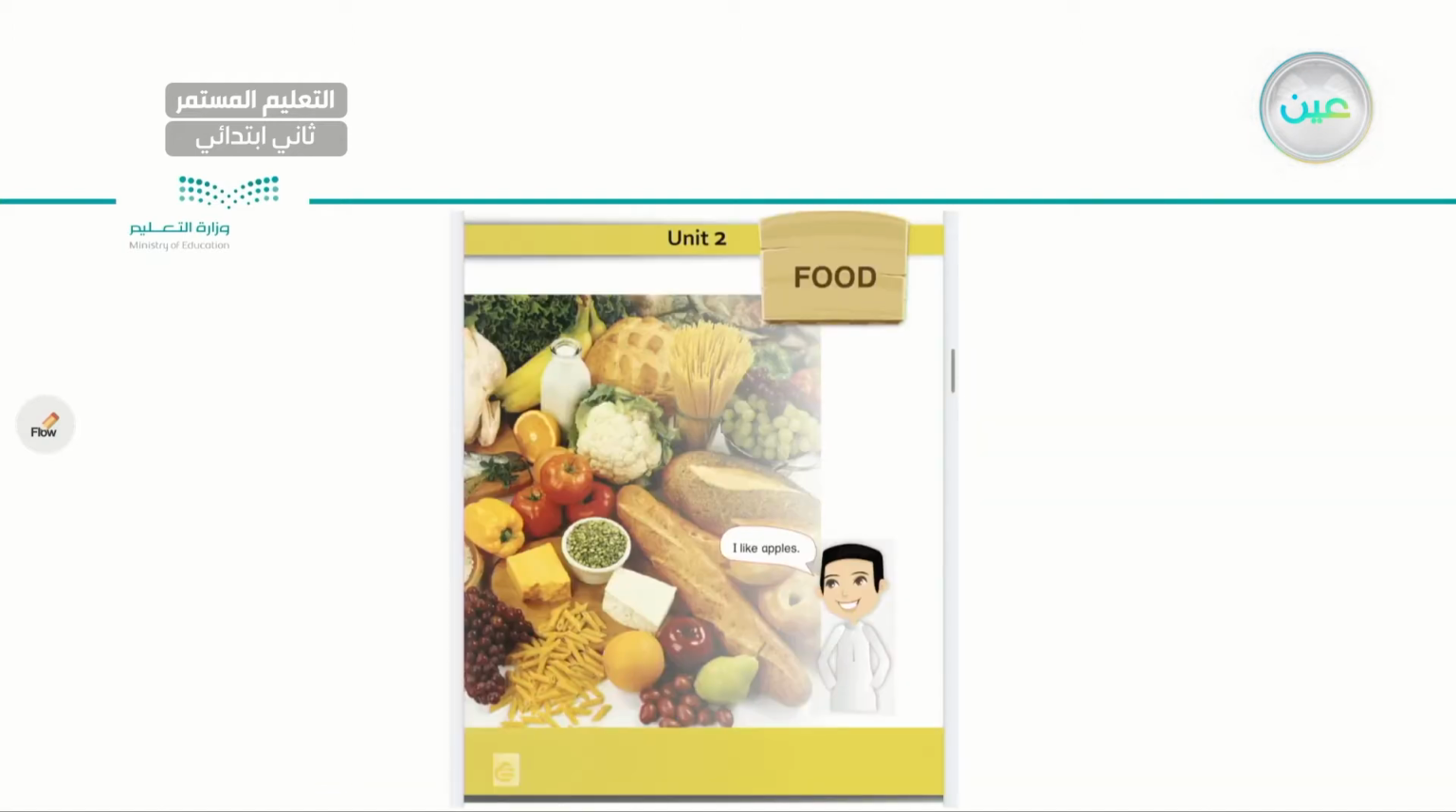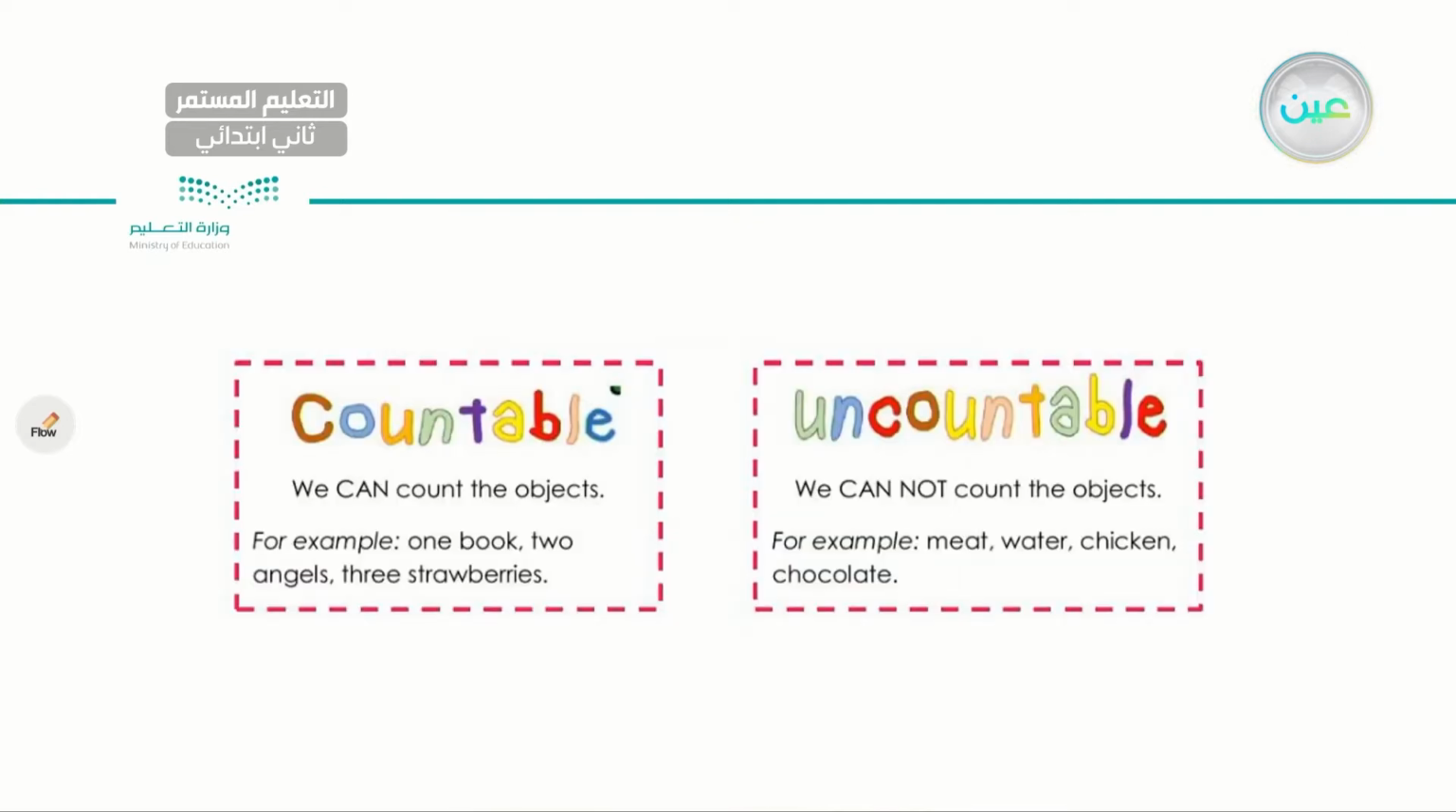This is the cover of your unit 2. The name is called food. In the previous lesson, we talked more about countable and non-countable or uncountable nouns. Countable nouns are the objects or the items that we can count. For example, I have 1 book, 2 angles, 3 strawberries, 10 apples, 25 oranges, 16 dates, 26 olives, and so on. While uncountable nouns are the nouns that we cannot count.